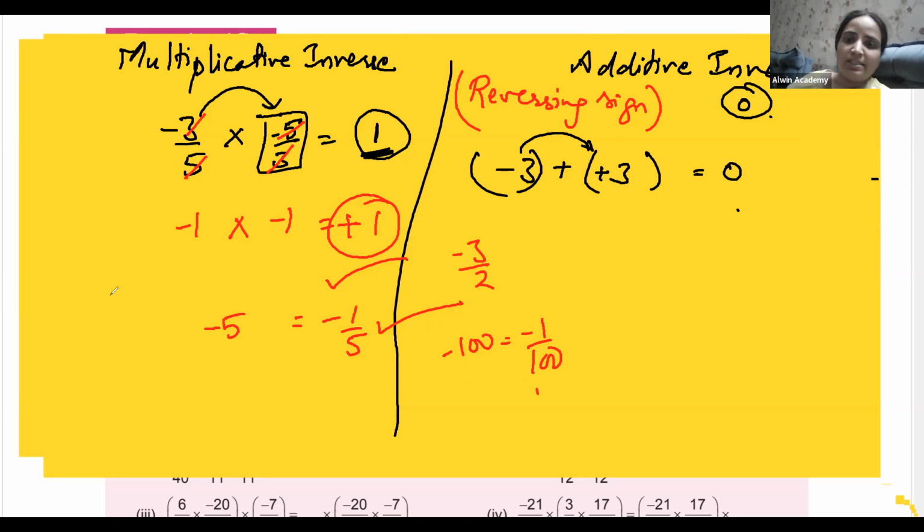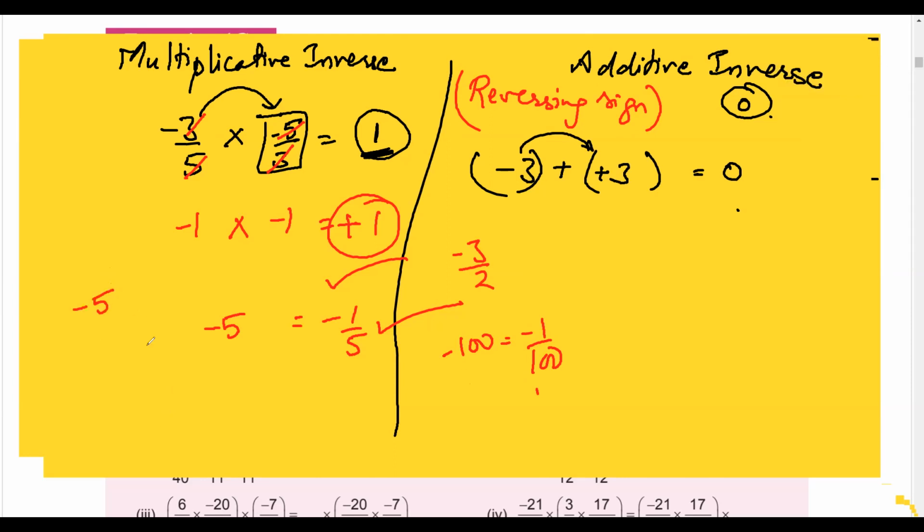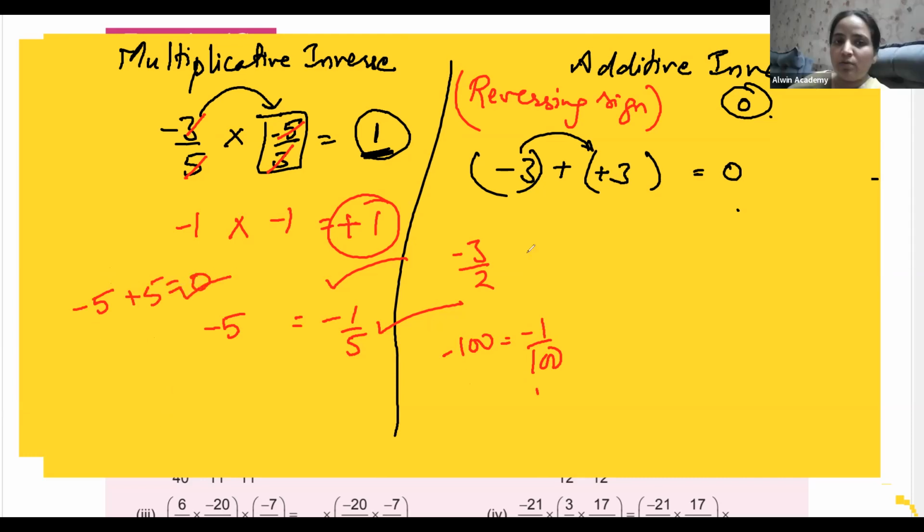Okay. Samiha, next question for you. What is the additive inverse of -5? Ma'am, +5. Very good. And you get a 0. Okay. Now, Shrikant, next is yours. What is the additive inverse of -3/2?